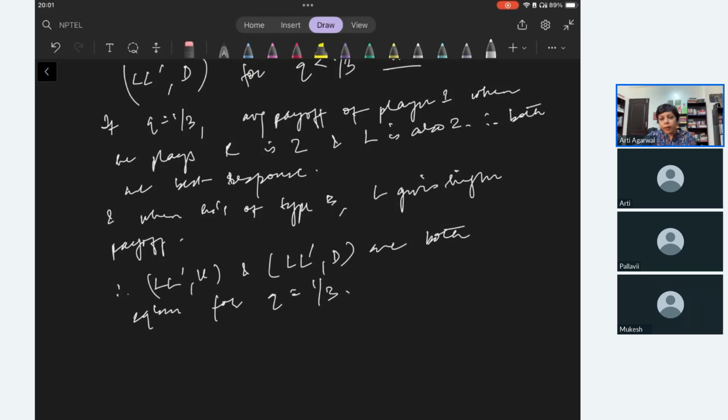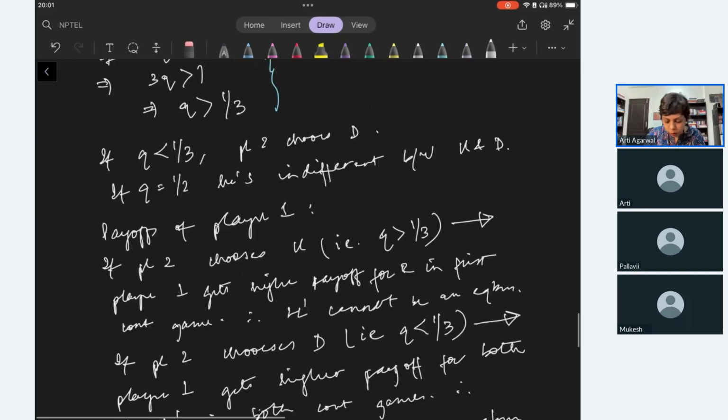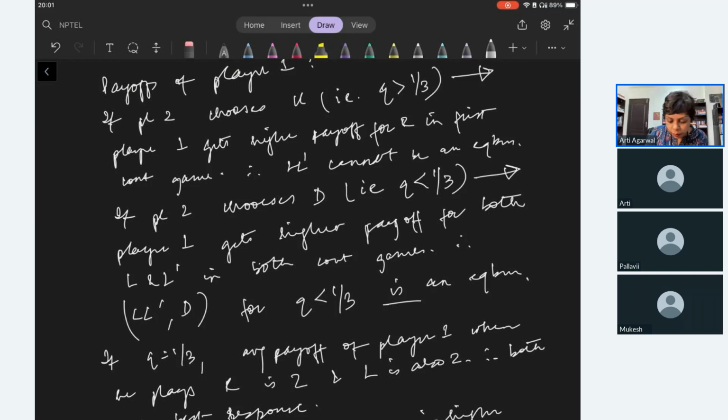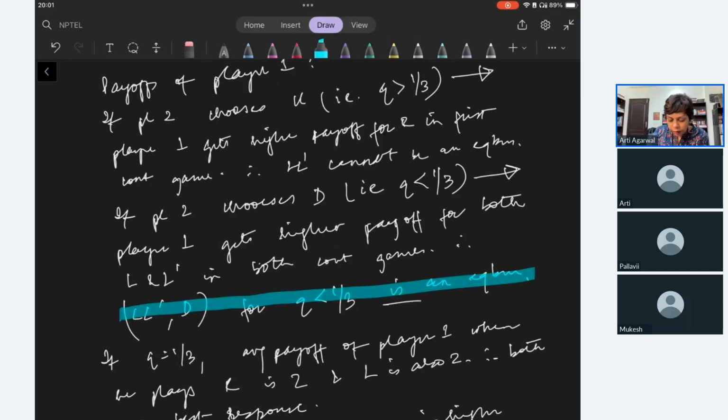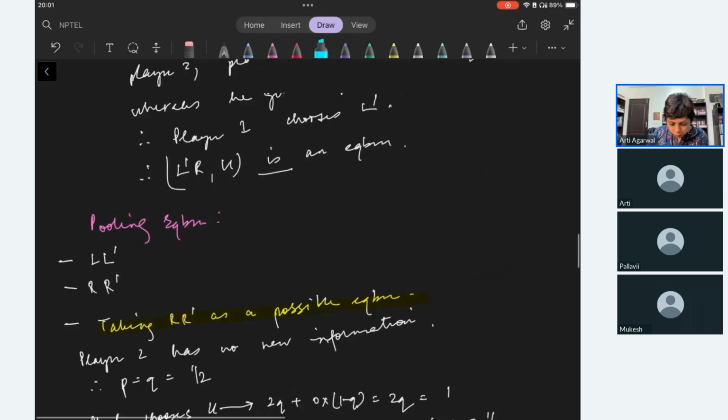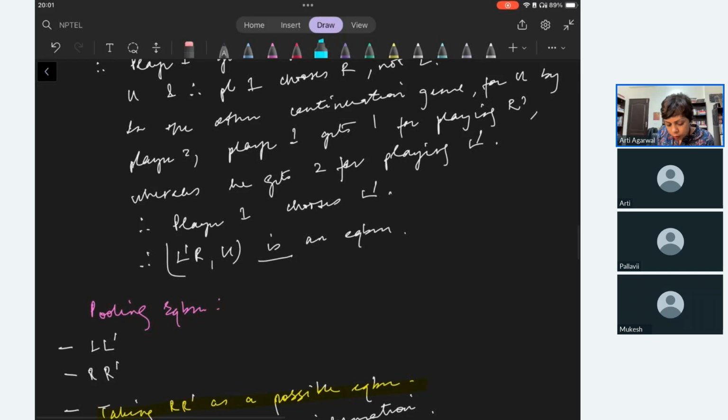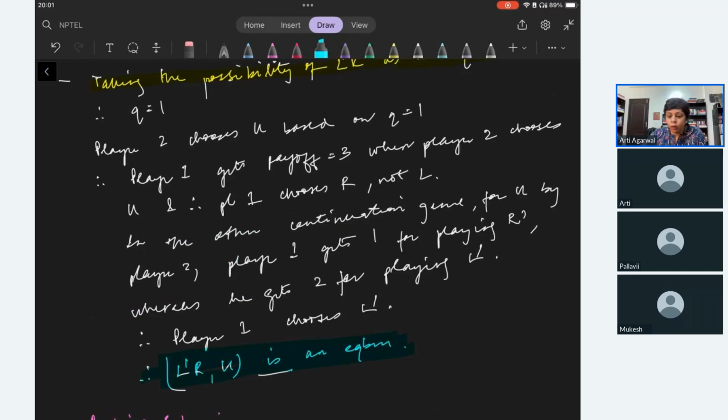Is perfect Bayesian equilibrium clear to you now? So we got two perfect Bayesian equilibria, I think. L prime for the case when Q is less than 1 by 3. Let me highlight this. And the other one was, I think, L prime comma U, which is the separating equilibrium. So we have two equilibria in this particular case.